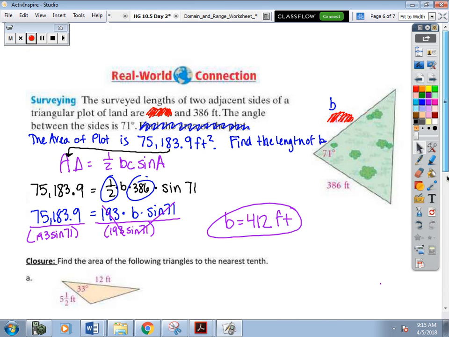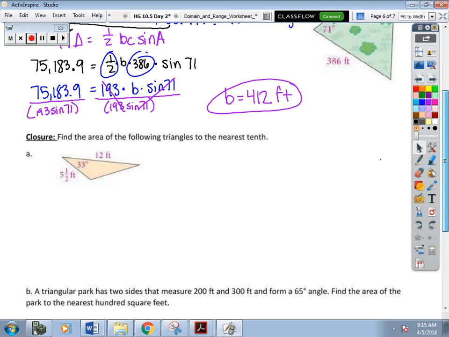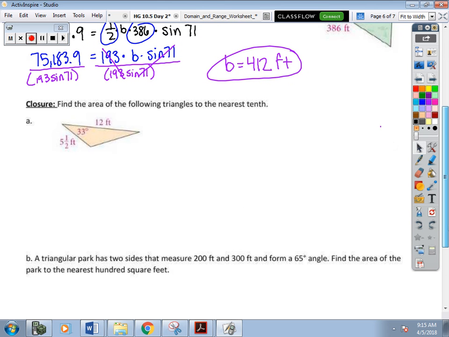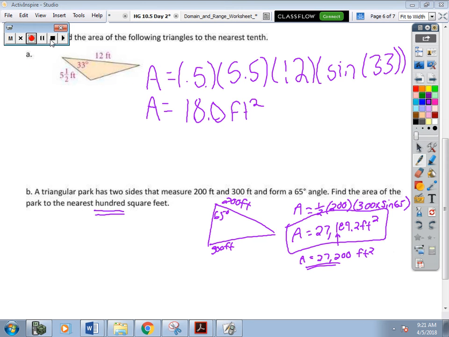All right, see if you guys can try the 2 closures while I'm passing out your homework. We're graphing sine.